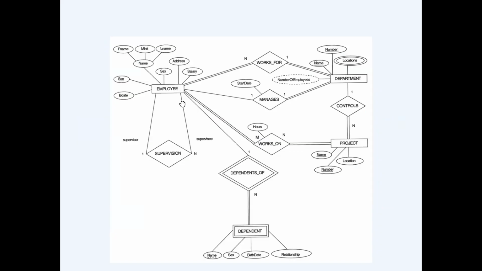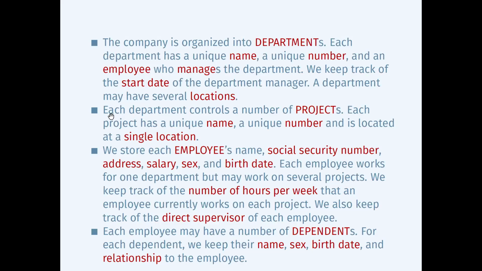So can you notice here we have employee. In employee, we have a social security number. It's a key attribute. It's underlined. And we have a name. So this will indicate that name is a composite attribute because you have several parts. You have first name, middle initial, last name. So this is called a composite attribute, right?